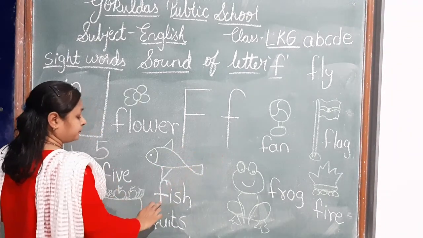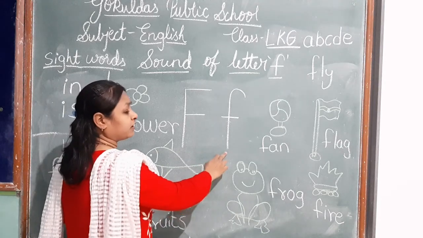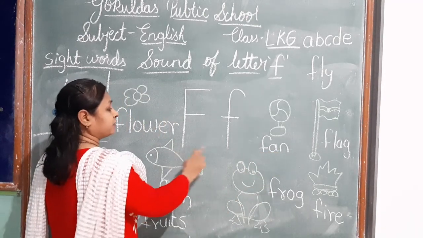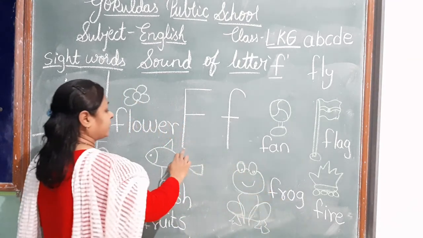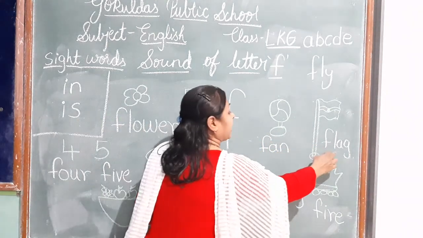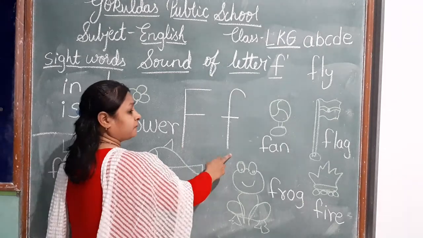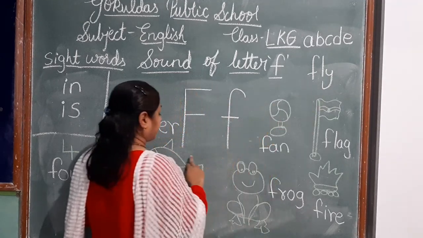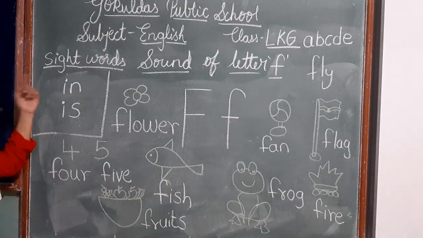F, F, fish. F, F, fan. F, F, frog. F, F, flag. F, F, fire. F, F, fly. Right? Now we will learn sight words.